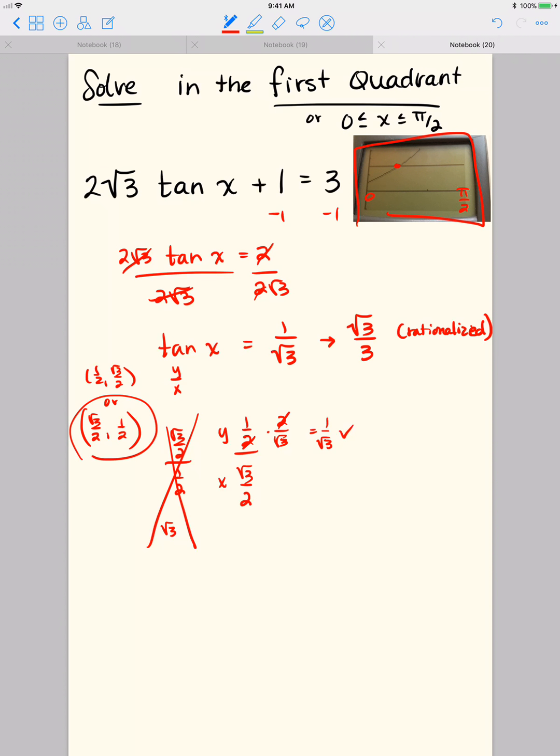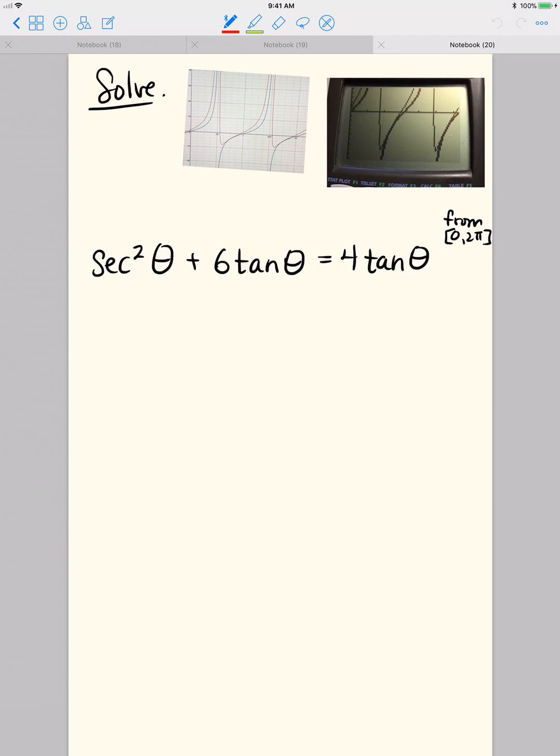So that would be the angle of pi over 6, which is also 30 degrees. Okay, so at pi over 6, I would get the tangent value of that angle to be 1 over the square root of 3. But again, we're only in the first quadrant, and we're not really concerned about where the other ones live. Pi over 6. All right, this next one, crazy graph.